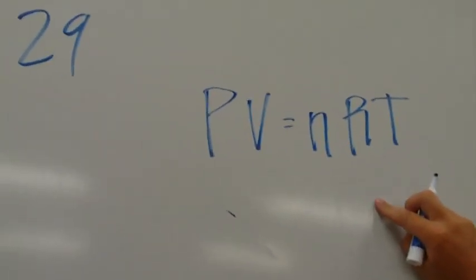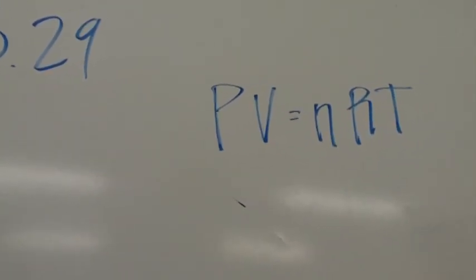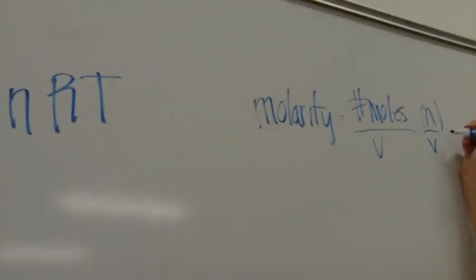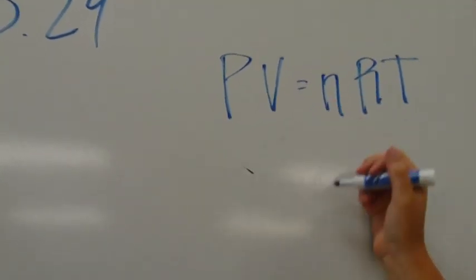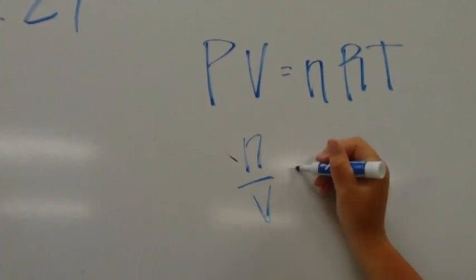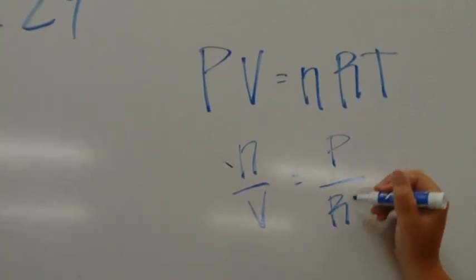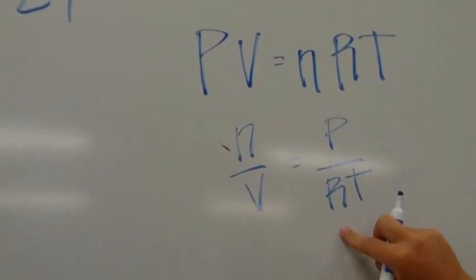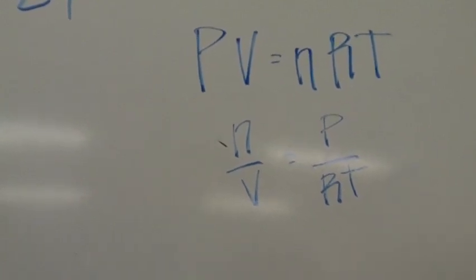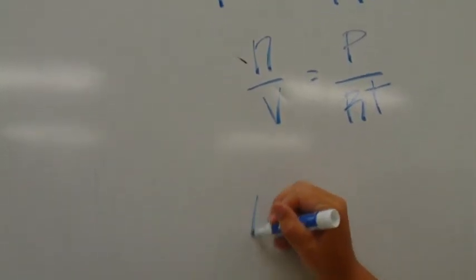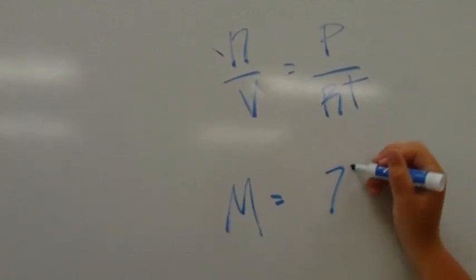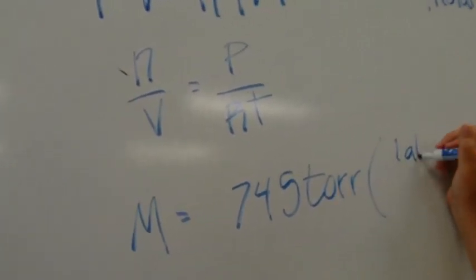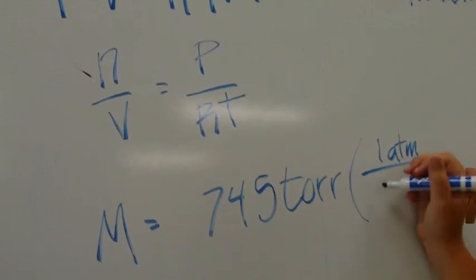So we're just going to rework this and solve for n over V. So n over V equals P divided by RT. They gave us the pressure, R is just a constant, and T is temperature. So now it's just plug and chug. Molarity is going to equal 745 torr, and we're going to do a quick conversion to atm, because the R value is in atm, so that's what we need.